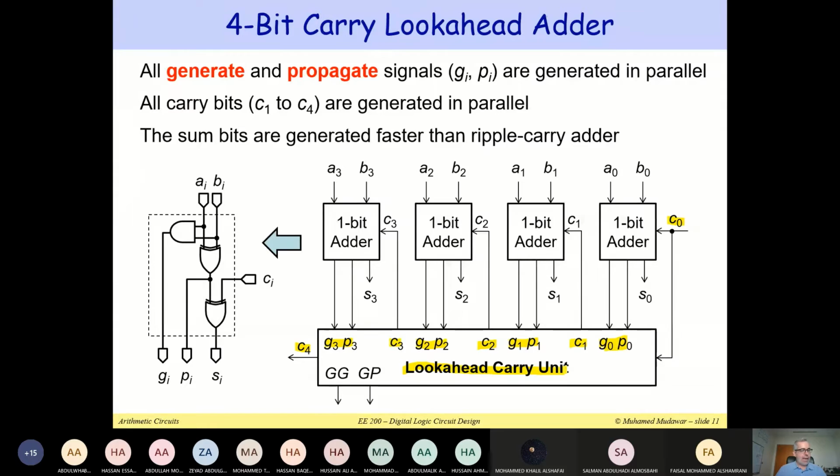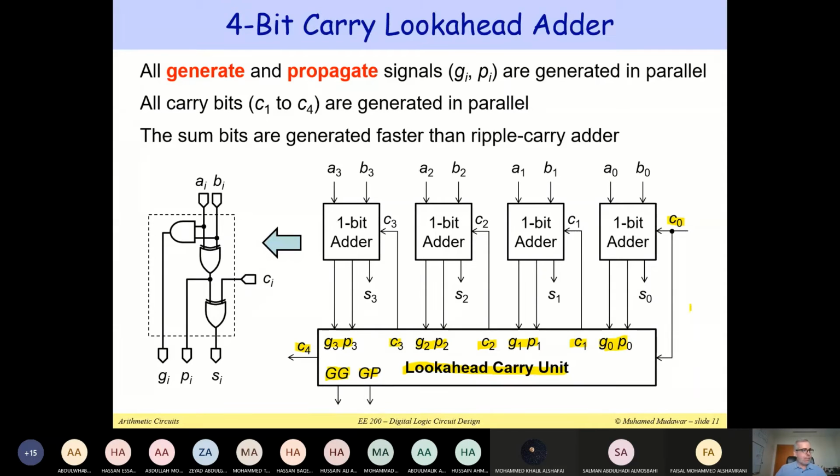Go back to my previous lecture to understand what I talked about last time. There is also a group generate and a group propagate. There is an equation for the group generate and the group propagate that does not depend on C0, but depends only on the input bits. If these bits are going to generate a carry, we call it group generate. So C4 is equal to 1 regardless of my input C0. Whereas a group propagate means that these bits are going to propagate C0 from the input all the way to C4. That's called a group propagate, and there is an equation for it.